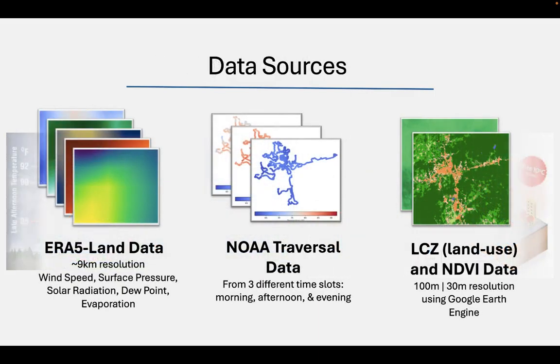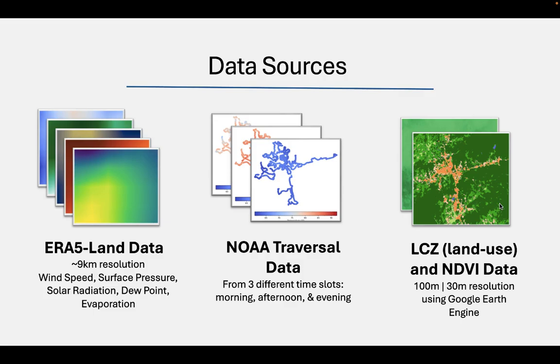Most urban heat island models are developed for specific cities, but the goal of our project was to build a generalizable model that could predict urban heat even in regions with limited or no data. To make that possible, we focused on three main data sources. First, we used the ERA5 land data, which provides high-resolution meteorological data with a wide range of climate variables.